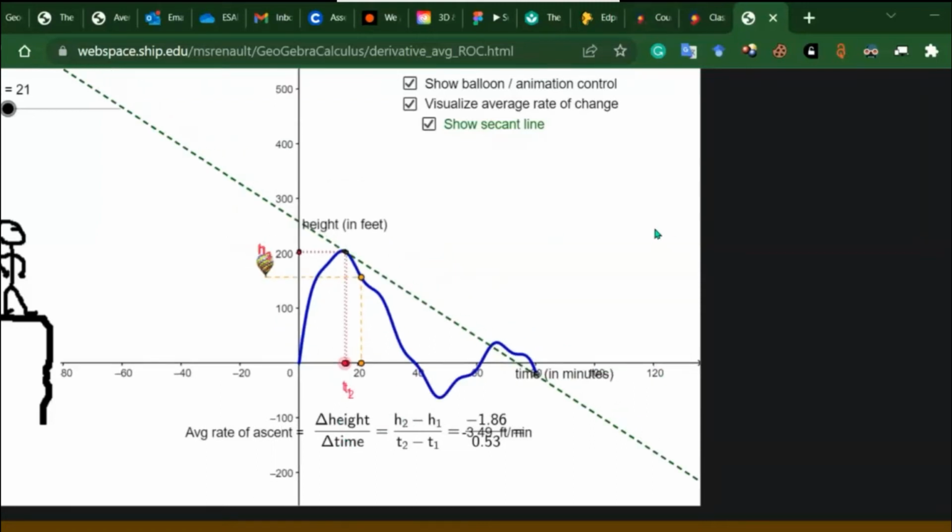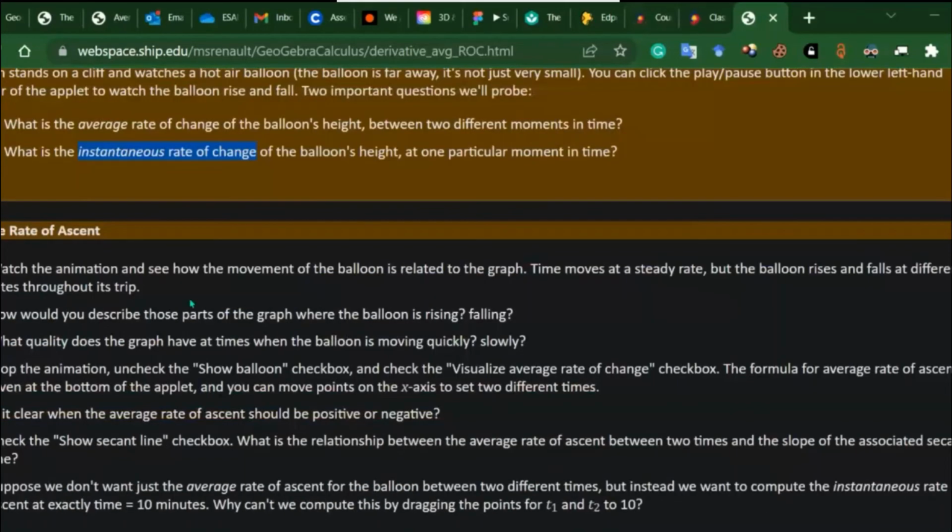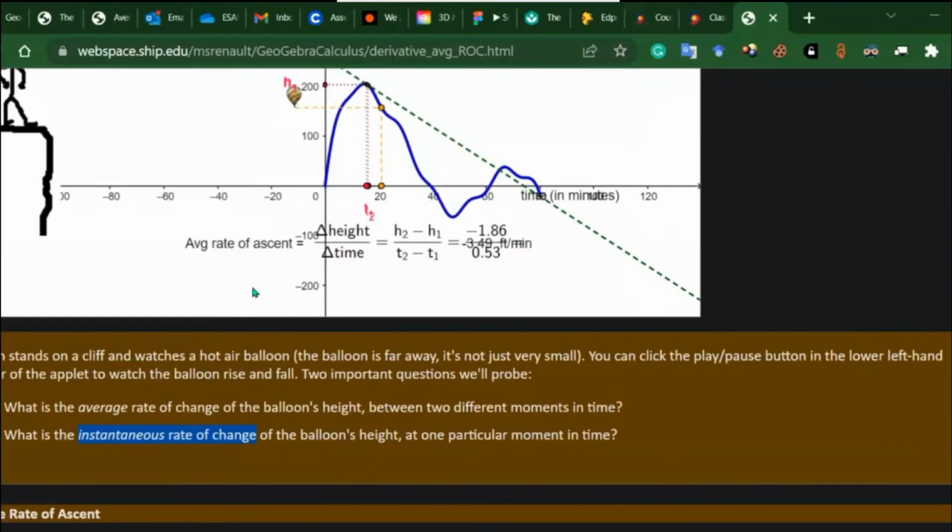So these are the two questions about this. Now watch the animation. We already did that. I think you can go through this by yourself. It is quite easy now.